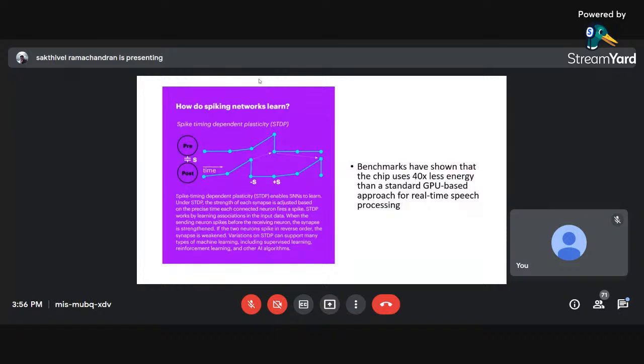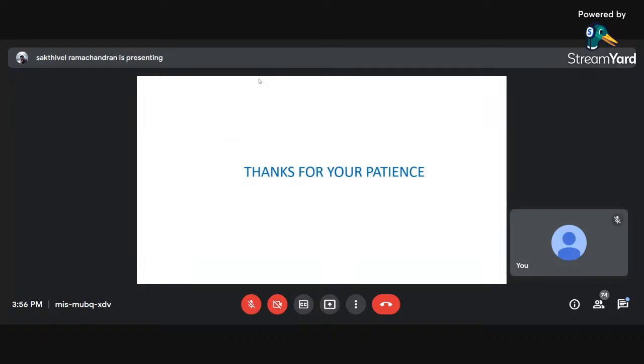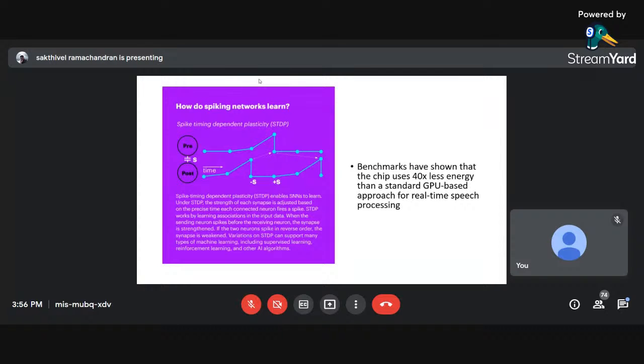It also works with what people call STDP, spike time dependent plasticity, which means the time at which the spikes get generated, based upon that they get information on how the computation, what amount of computation, all that information can be grabbed from that. Yeah, that's it.